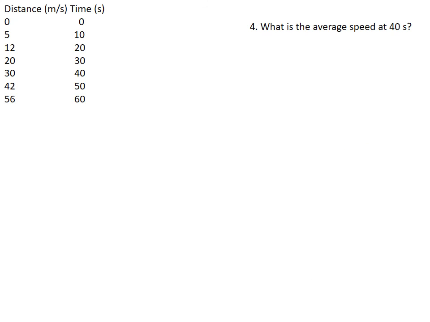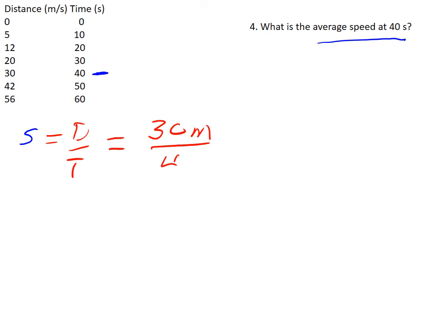In this problem, we're going to just find speed at 40 seconds. So we'll use the data at 40 seconds to do that. So again, speed is equal to the distance divided by time. The distance at 40 is 30 meters. The time is 40 seconds. 30 divided by 40 is 0.75 meters per second.